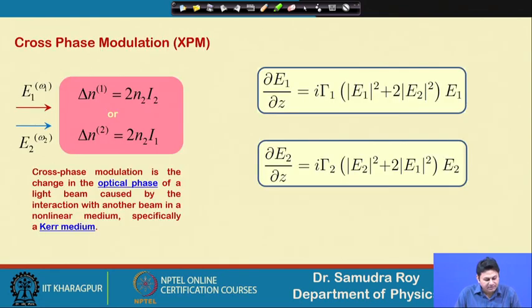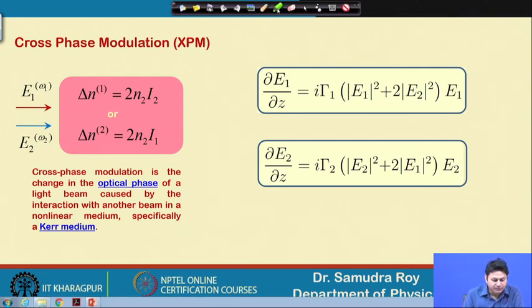So, let me go back to the slide. This is the old slide, and it suggests how cross phase modulation is going to work. Let me explain once again the feature of cross phase modulation. Cross phase modulation is the change in the optical phase of a light beam caused by the interaction with another beam in a nonlinear medium, especially a Kerr type of medium. This schematic picture we already described in the last class.